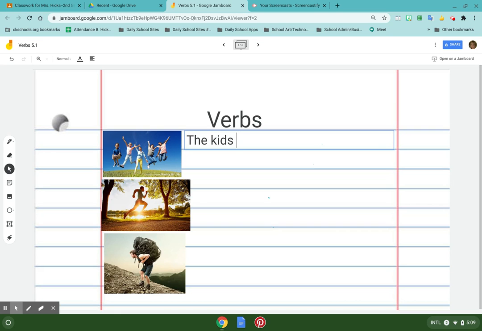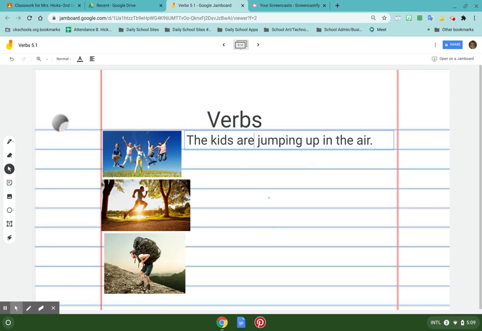I'm going to use jumping. The kids, now I used it wrong. The kids are jumping, because if I use is, my subject is only one person. If I use are, that means that my subject is more than one person. Very, very important. The kids are jumping in the air.